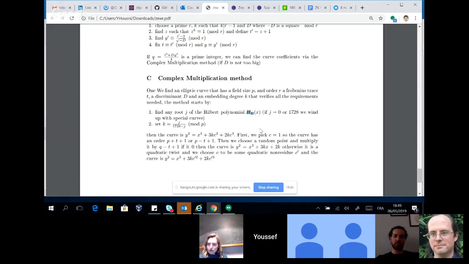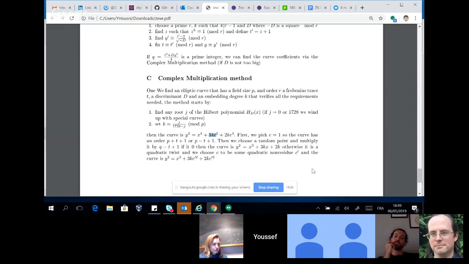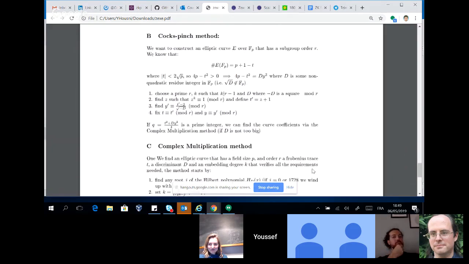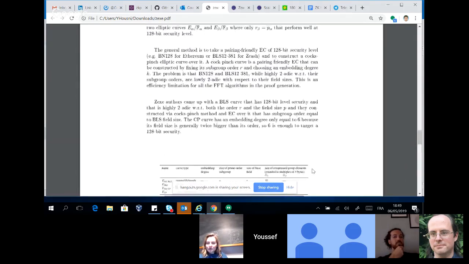Sub D, where D is the discriminant. We find the root, and then the elliptic curve parameters turn out to be 3k c square. Well, I think that we should maybe sometimes do a session about pairing friendly elliptic curve construction. But anyway, in the Cocks-Pinch method or in any pairing-based elliptic curve construction, we need this complex multiplication method in order to come up with this A and B.